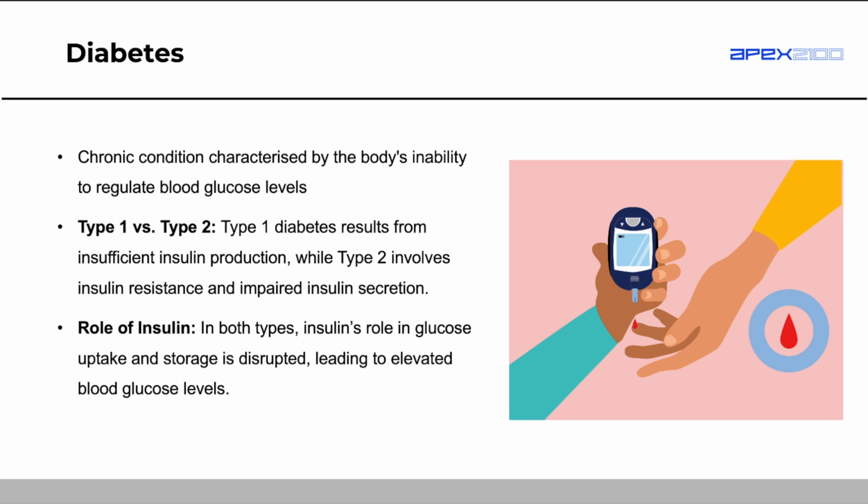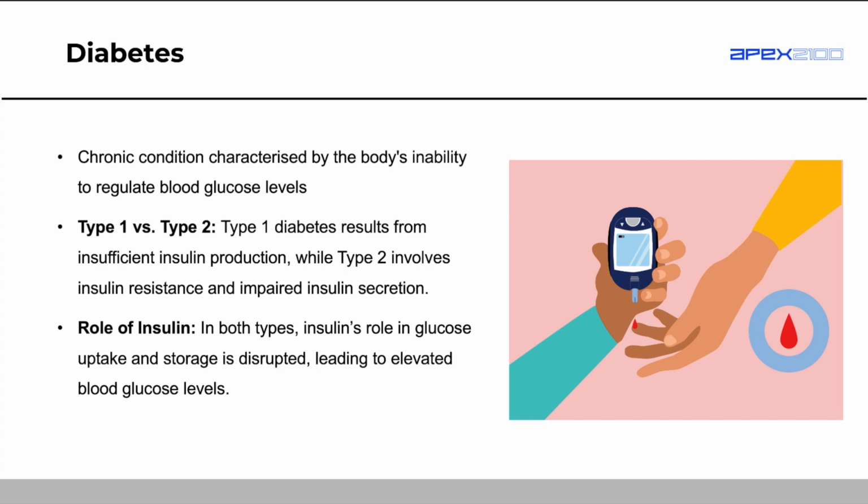So you might have seen this slide before in energy systems, but diabetes is a chronic condition that impacts the body's ability to manage its blood glucose levels. There's two types of diabetes, type 1 and type 2. In type 1 diabetes, the pancreas produces no insulin, and that's autoimmune. That's something that you're born with. So the pancreas is unable to produce insulin.